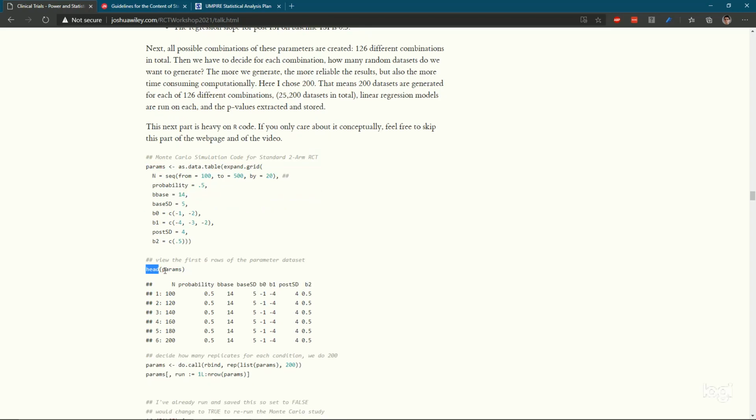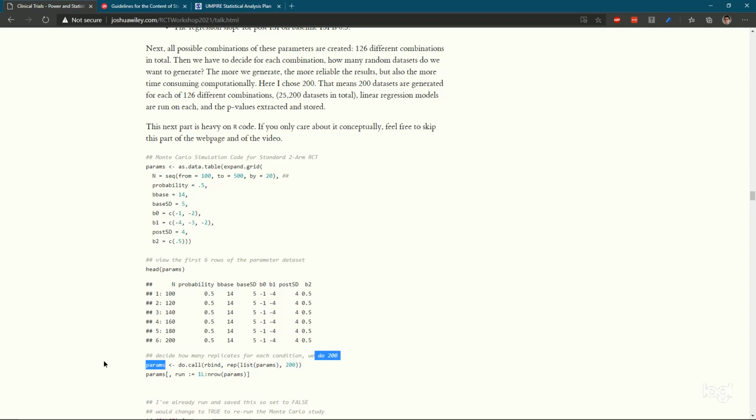The head function shows just the first 6 rows of that data table. And so you can see what this looks like. This is basically a data set itself, where this data set contains all of the different conditions I want to evaluate. So here you can see that most of my parameters are staying fixed, but the sample size is changing. If we went on to later rows, you would see these other parameters that I had chosen also coming into effect. So this is a data set that lists all the different combinations of sample size and parameter values that I want to look at.